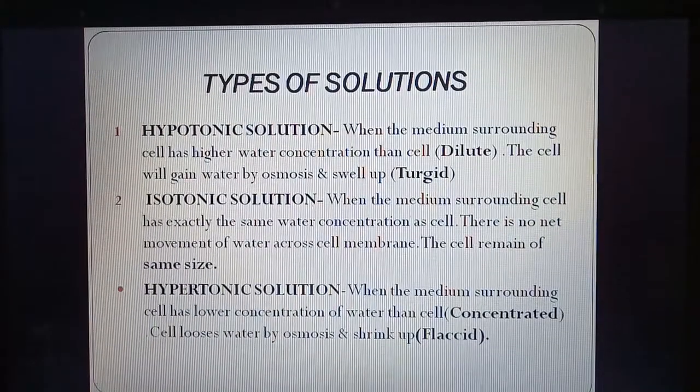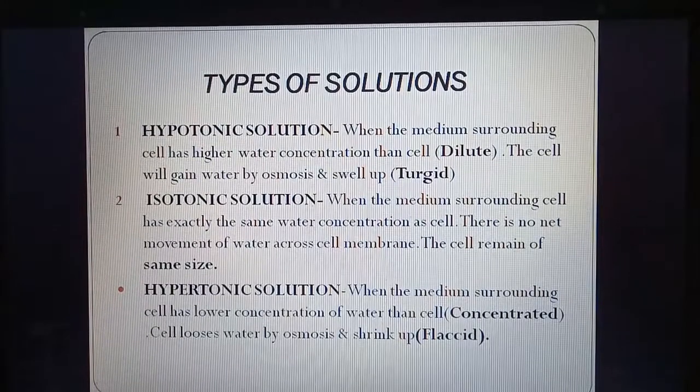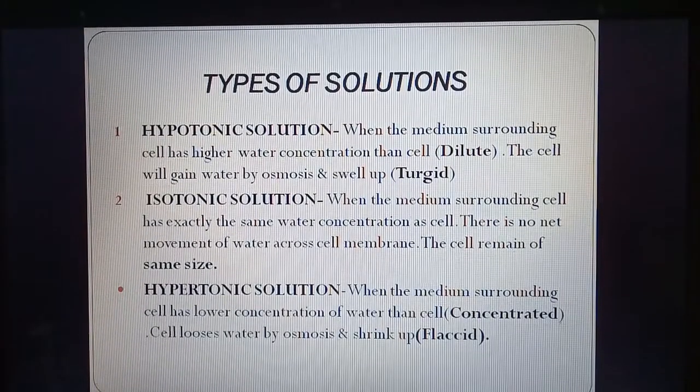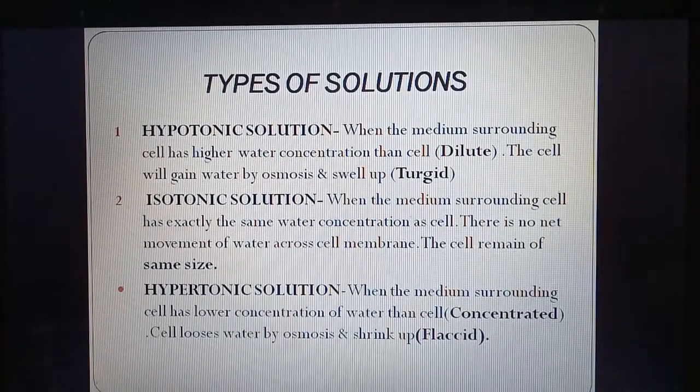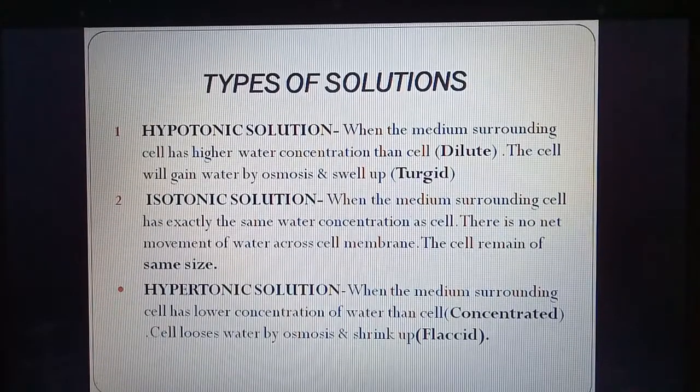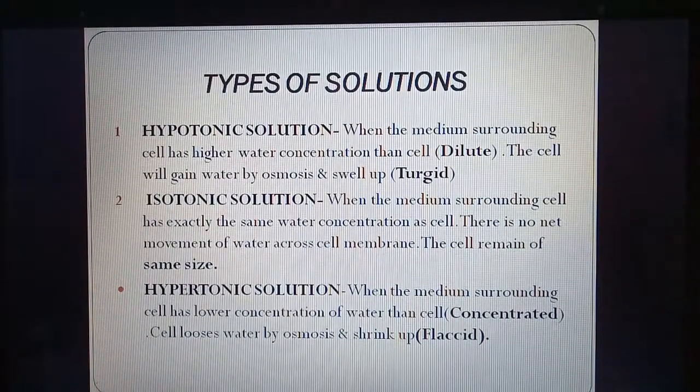Types of solution. According to the concentration, solutions are of three types. First is hypotonic solution. Hypo means less. So this solution has less amount of solute or solid part. When the medium surrounding a cell has higher water concentration than the cell, it is called dilute. Such a solution is called dilute because it has more liquid and less solid.